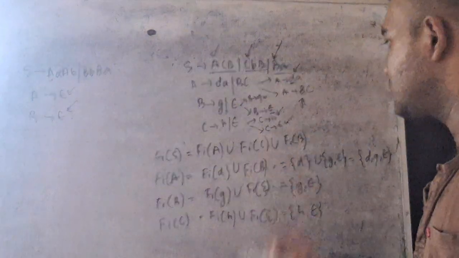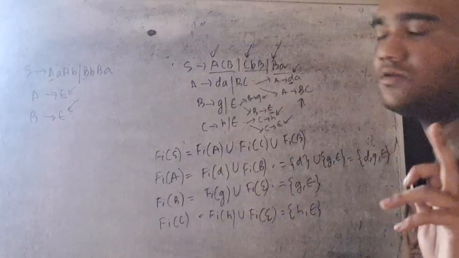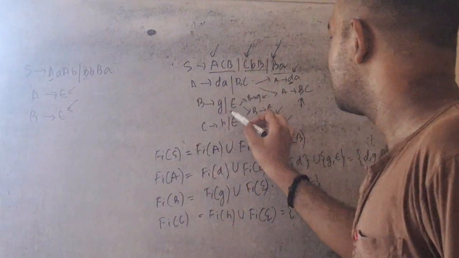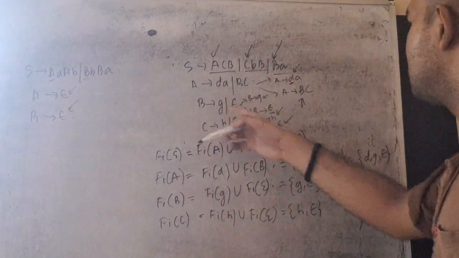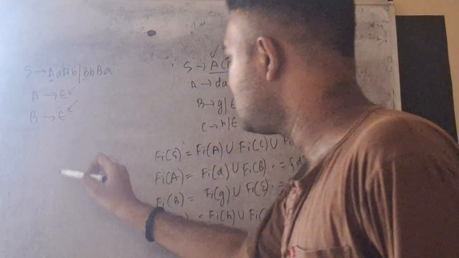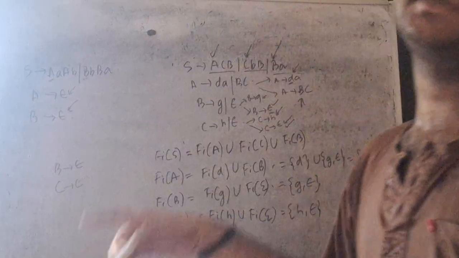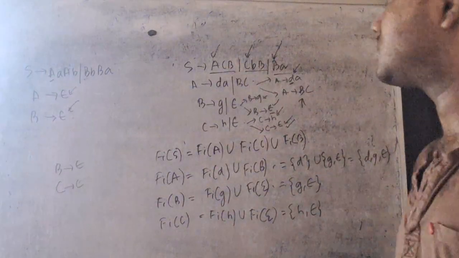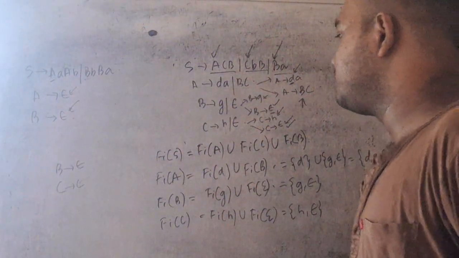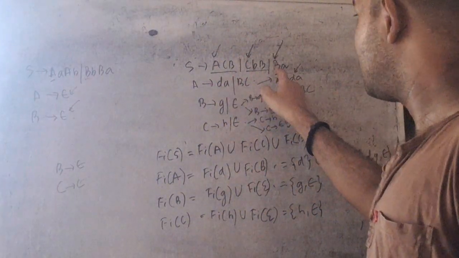Okay, now first of S. First of A union first of C union first of B. Now see one thing. There are two production rules. One is B tends to null, and C tends to null. These two are of utmost importance, because I will be substituting them for getting more production rules. See, if I apply B tends to null over here.